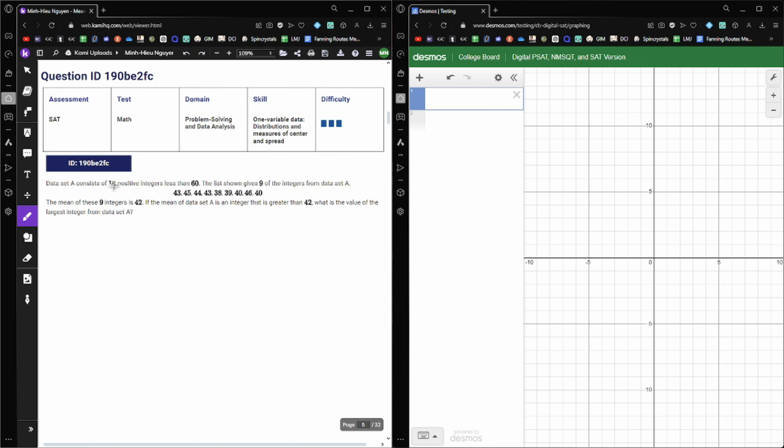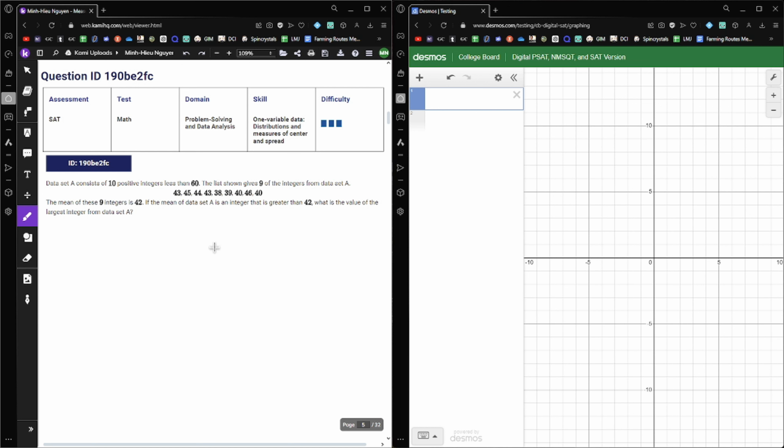Dataset A consists of 10 positive integers less than 60. The list shown gives 9 of the integers from dataset A. The mean of these 9 integers is 42. If the mean of dataset A is an integer that is greater than 42, what is the value of the largest integer from dataset A?